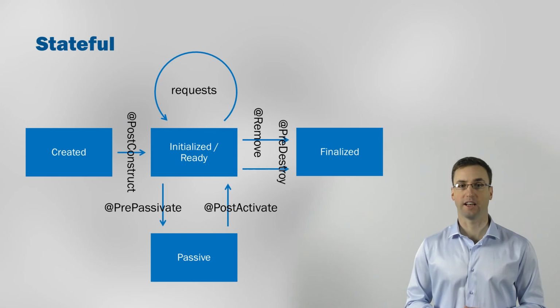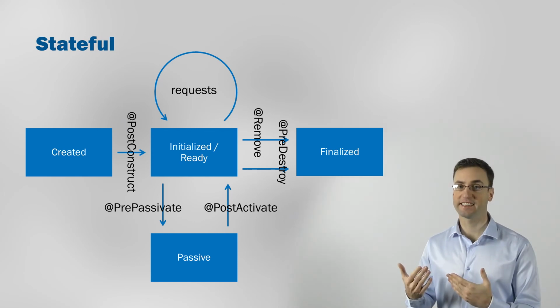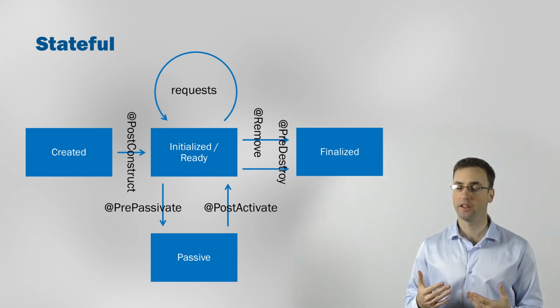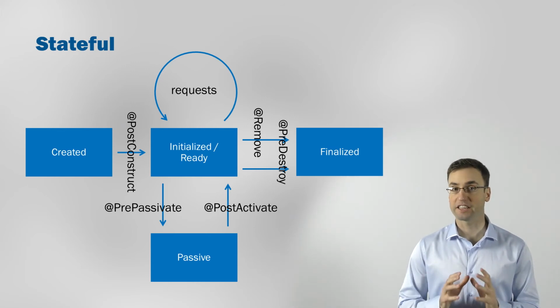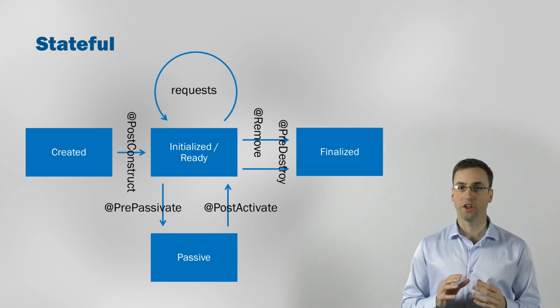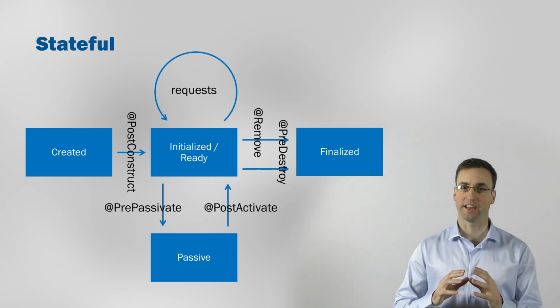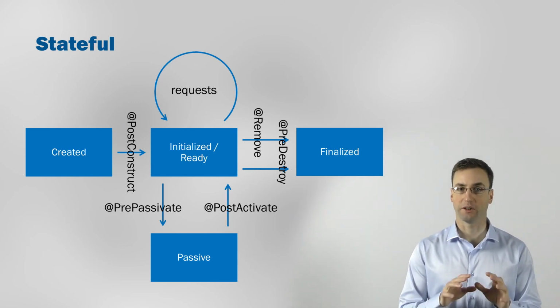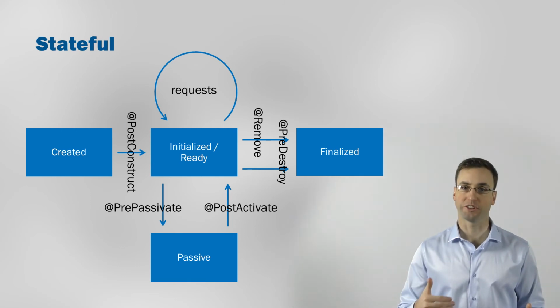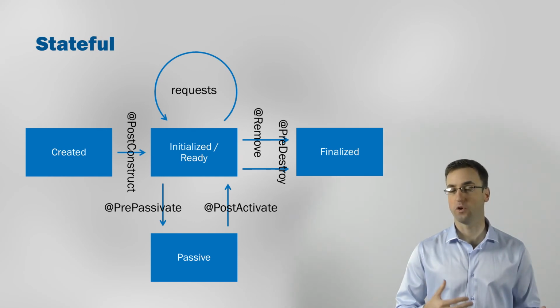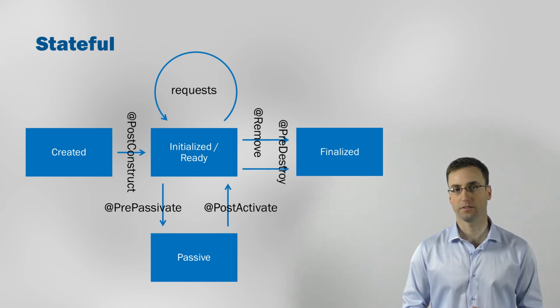Well, here's what it looks like. This looks just like the stateless and singleton life cycle, but it has an extra box and a few extra lines. That extra box refers to the situation where the application server has decided to save memory by storing the session bean to the disk. Before saving the bean, it calls the pre-passivate method. The bean is then said to be in a passive or passivated state.